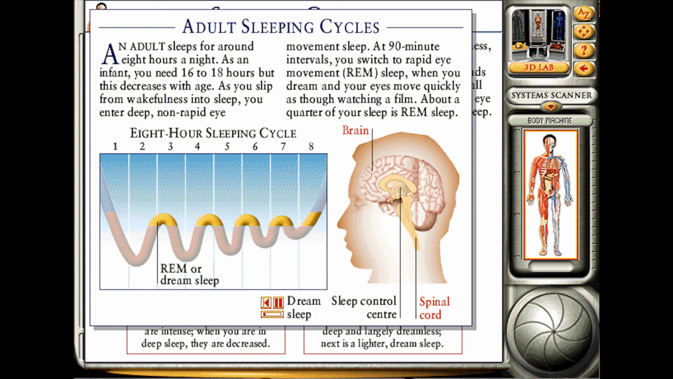You are most likely to dream during REM or rapid eye movement sleep. Towards the morning, the amount of dream sleep increases compared with deep sleep. Dream sleep makes up around 1/4 of an adult's total sleeping time.